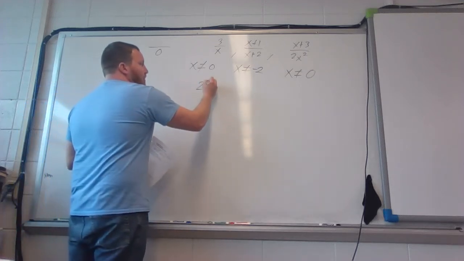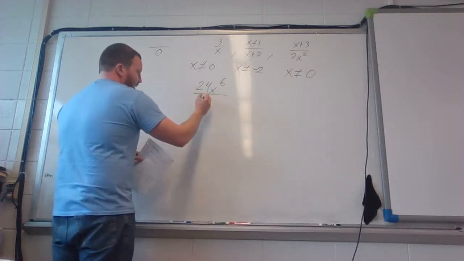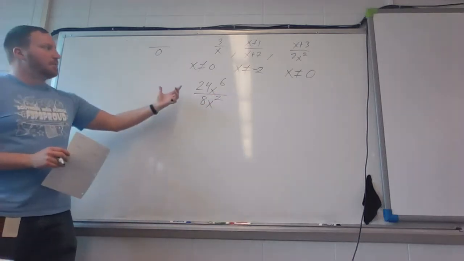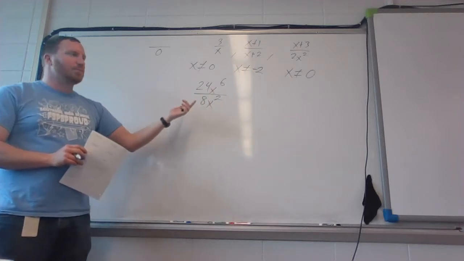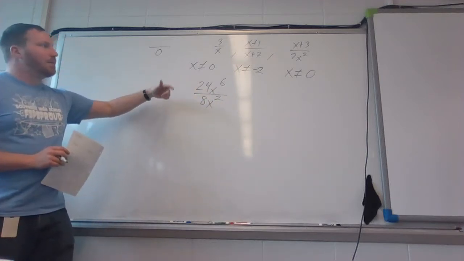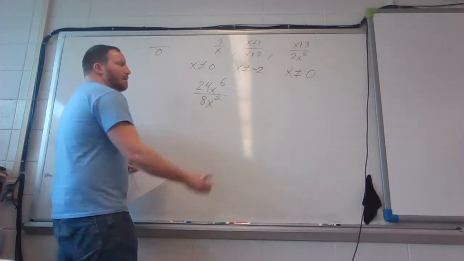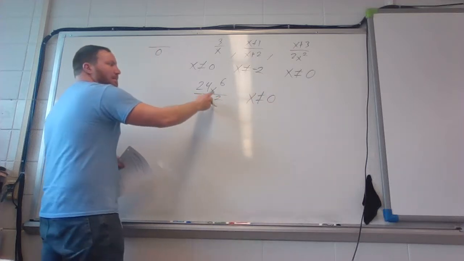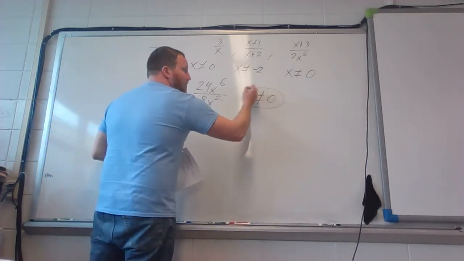So our first one, we got 24x to the 6th divided by 8x squared. In this case, there's nothing we can factor out in the top or the bottom because they're single terms, but we can find our excluded values. What would our excluded value be? 0. Right? 0 squared, still 0, times 8, still 0. So that's part of our answer.